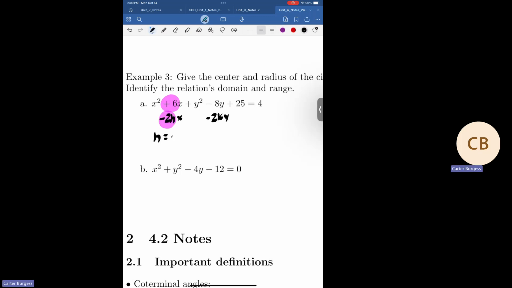Yeah, it's going to be negative 3. Just divided by negative 2. Okay. If I have that negative 8y is the same as negative 2ky, what is my value of k going to be? Negative 8y to negative 2k is positive 4.